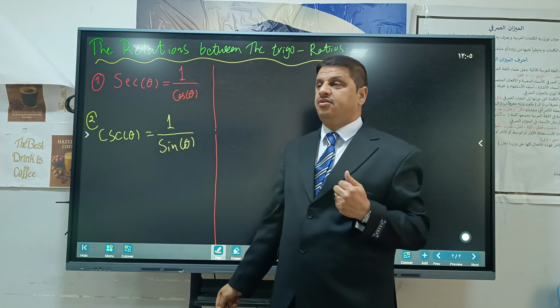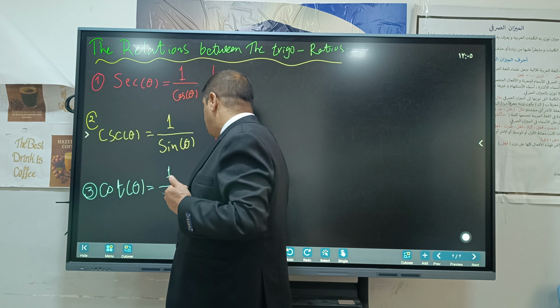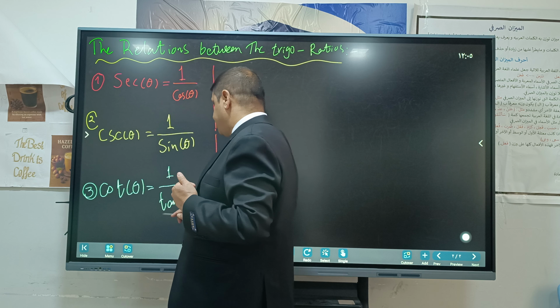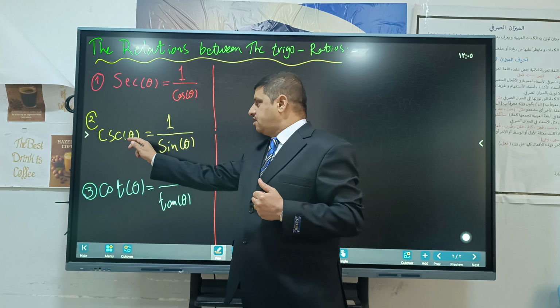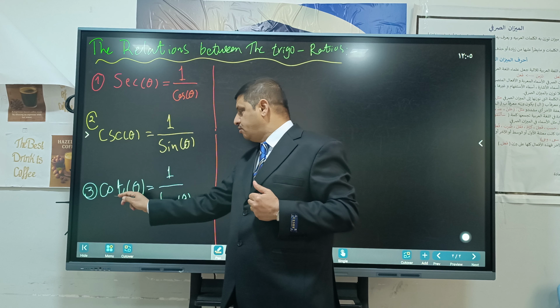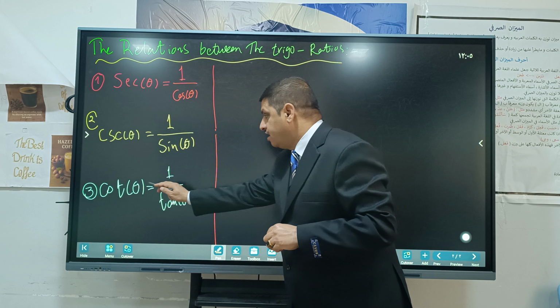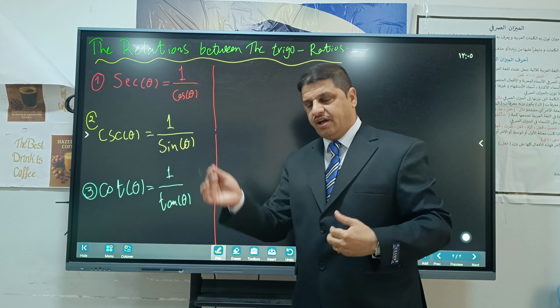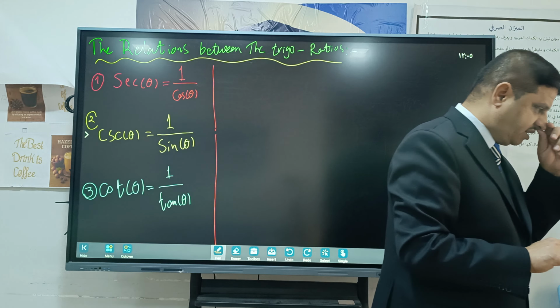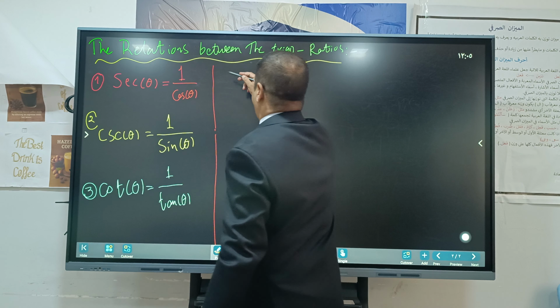Let's take the third relation. The third relation is cotan of theta equals 1 over tan of theta. Okay, dear students? Here they are. Cosecant of theta, 1 over sine of theta. Cotan of theta, 1 over tan of theta. Do not ever forget this cotan. Now, let's continue and then I will tell you all the other details. Let's take an example. Example number 5.